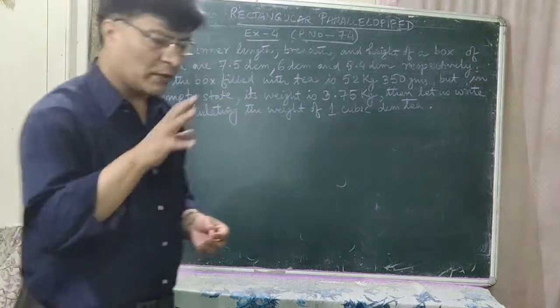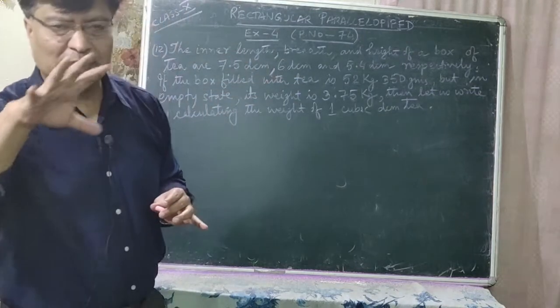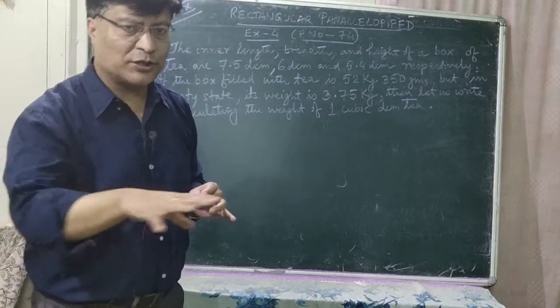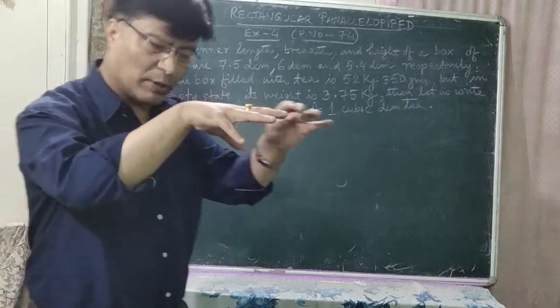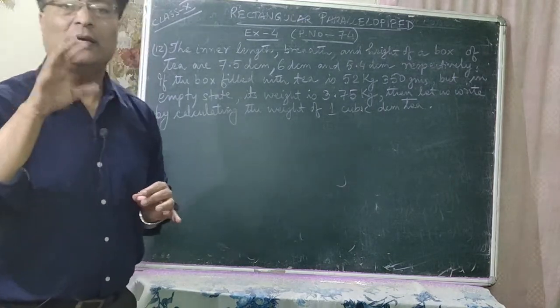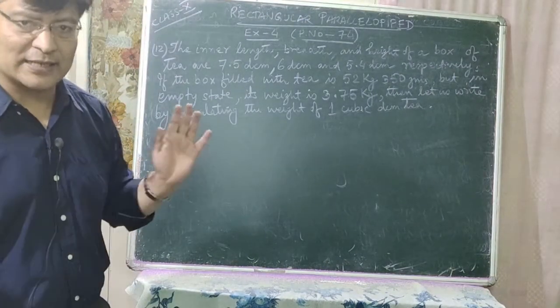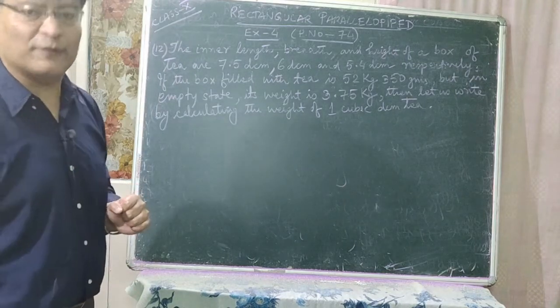I said you are putting tea in the box. What is inside the box? There is tea. So how do we find the volume of that tea? The box is completely full of tea, so that is the volume of the box. So how do we find the volume of the box? Length into breadth into height. Is that clear now? So now let us find out the volume of the box first.